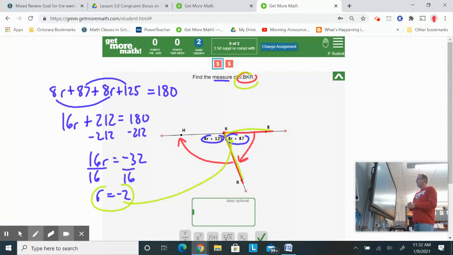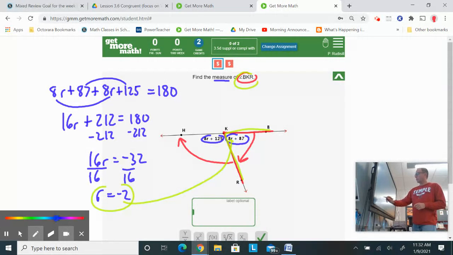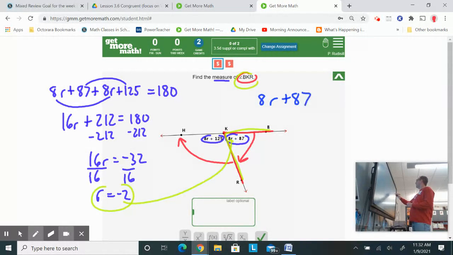So let's take that 8R plus 87 and replace the R with a -2. So 8 times -2, I use parentheses when I substitute in numbers when we're multiplying. Plus 87, so 8 times -2 is -16, plus 87 is 71. So the missing measure is 71 degrees.